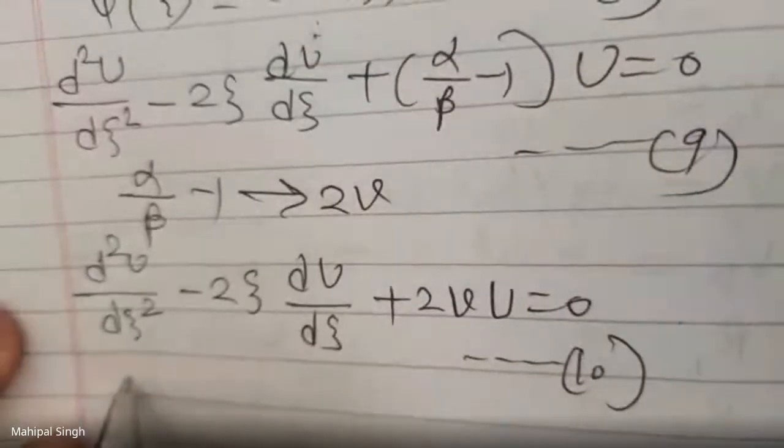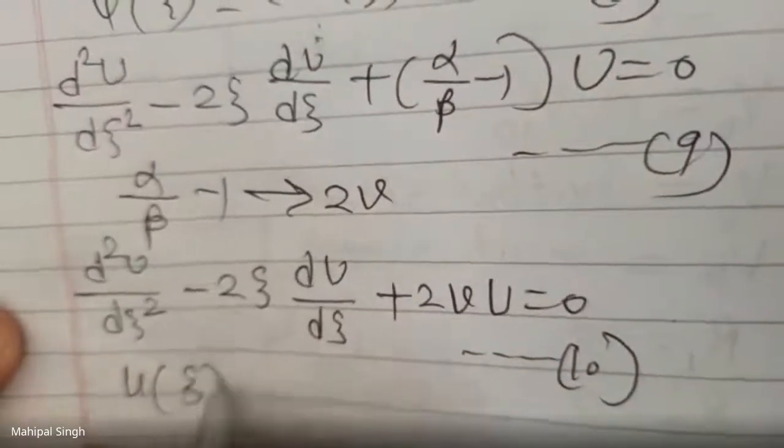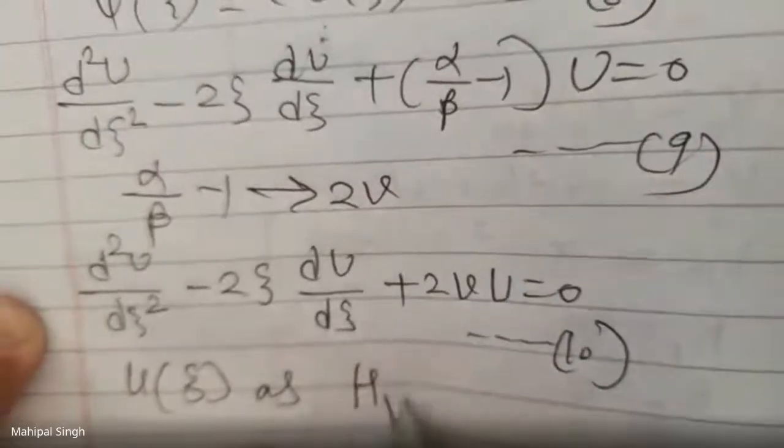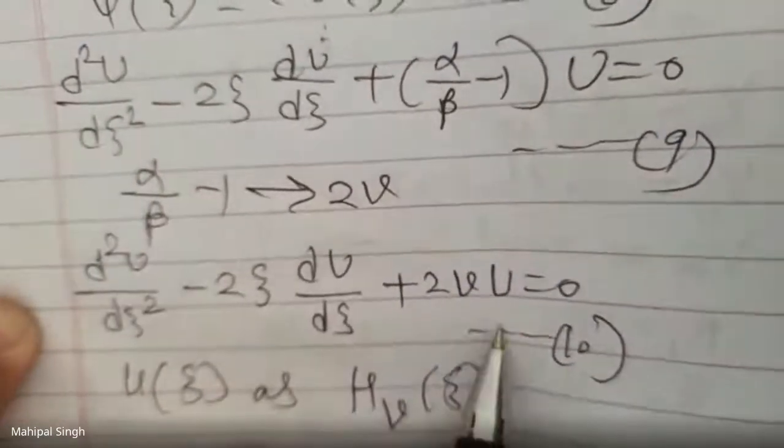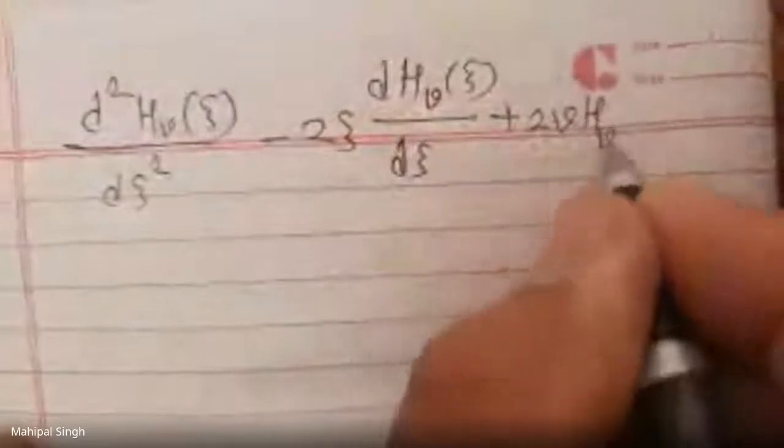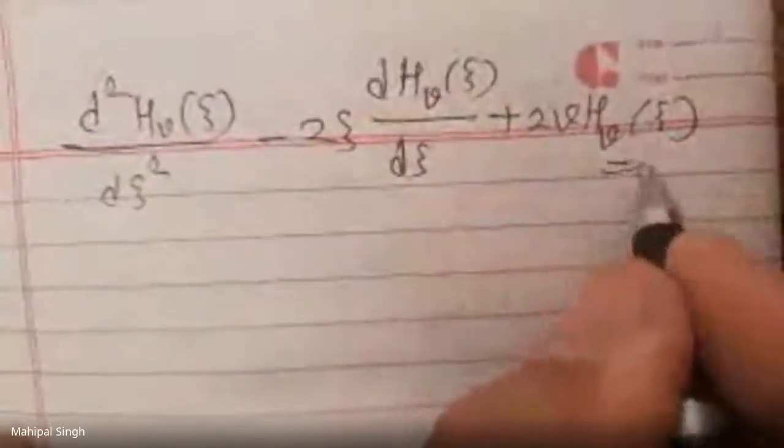Now putting u xi as Hv xi in this equation, we get d2 Hv xi upon d xi square minus 2 xi dHv xi upon d xi plus 2v Hv xi equal to 0.